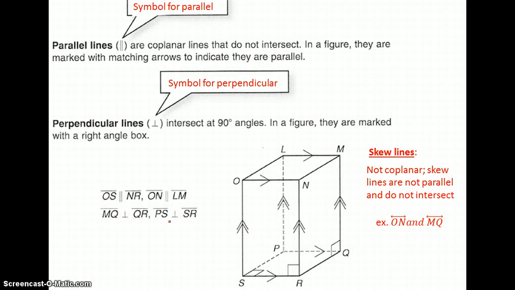If we look at a pair of perpendicular lines, you're looking for your box to indicate the 90-degree angle. So MQ and QR. This is read as segment MQ is perpendicular to segment QR. Another example, segment PS is perpendicular to segment SR. If we look at that one on the diagram, we see PS here, and it makes that right angle with SR.